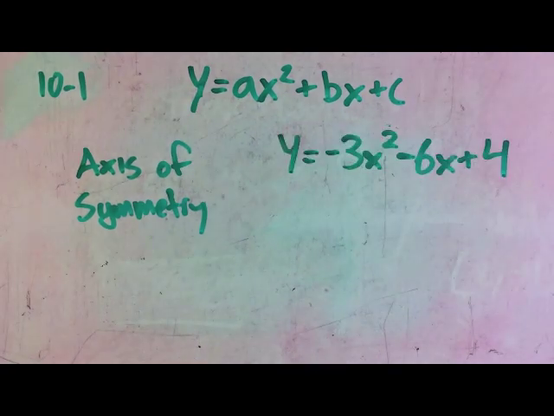So here we have our equation that we're going to be working with, and we're going to be finding the axis of symmetry and then finding the vertex for it. As you can see, the A spot in here is negative, which means that the parabola is going to open downward, which means it's going to have a vertex that is a maximum, not a minimum.